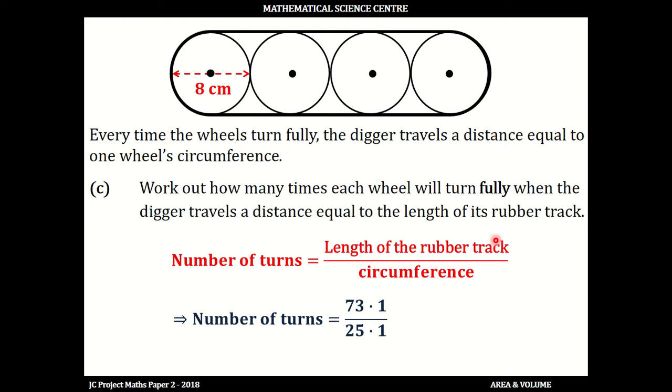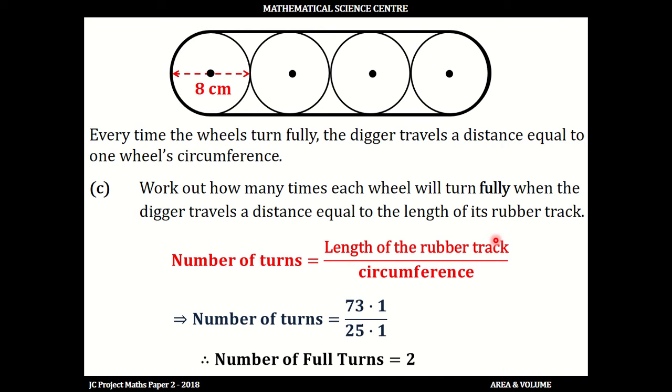Even if the answer had been 2.99999, how many full turns does it do? Two. So the number of full turns here would just be two. Is everyone okay with that? Why is it two?